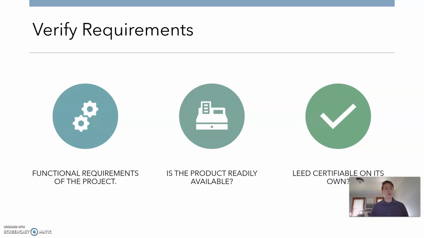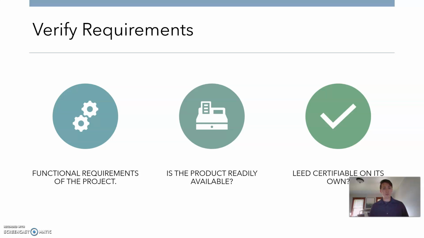Next, we wanted to verify our requirements. The functional requirements of the project, like I stated before, are that it needs to be LEED and green certifiable on its own. That's a pretty big one. We don't want to combine 2 of these solutions together just due to the possible risk of one of the vendors maybe not pulling through. It's a risk that we really don't want to take, adding another 2 solutions into the equation.